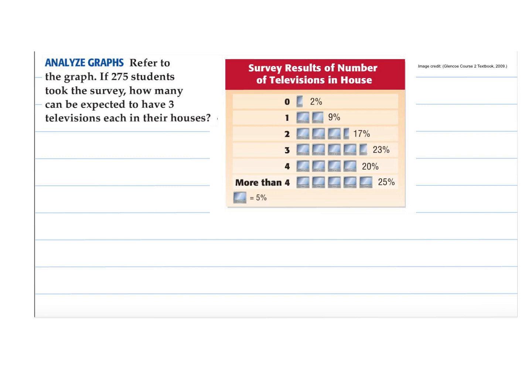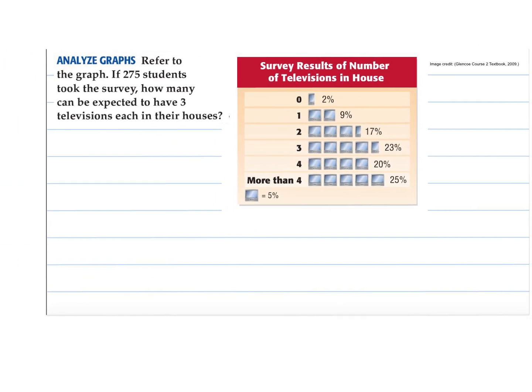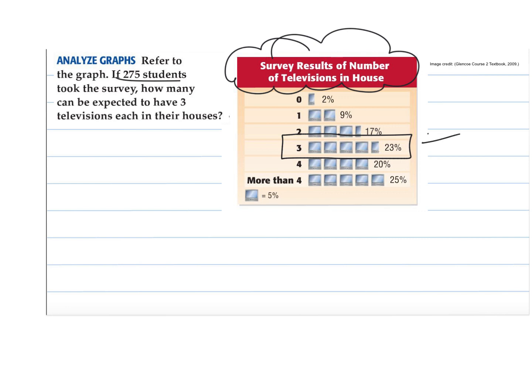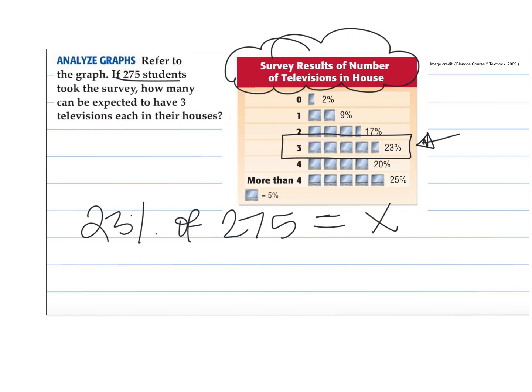Okay, my last slide. Refer to the graph, which says survey results of number of televisions in a house. If 275 students took the survey, how many can be expected to have 3 televisions each in their houses? So I'm going to look right here, and it tells me that 23% of the students have 3 televisions each in their houses. So I'm going to take 23% of 275 equals x. That will be whatever the answer is, that's the part, right? The whole is 275 because that's everyone. We're taking 23% of it.